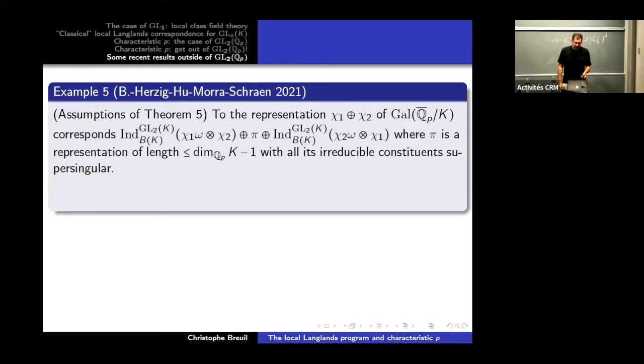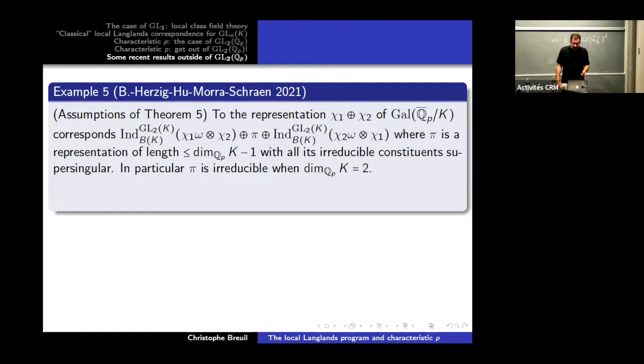Let me give you the example of the semi-simple case of chi_1 plus chi_2 again. As I said previously, what we find in the cohomology is the two previous principal series, exactly as for GL2(Q_p). But now in the middle, there's some extra, there's pi in the middle that is there in the cohomology, and it is a representation of length smaller or equal to the dimension of K over Q_p minus 1. So when K equals Q_p, this gives 0, so it's not there, but it's there as soon as K is different from Q_p. And all its irreducible constituents are supersingular. This we know. So it's purely in the supersingular world that we do not understand.